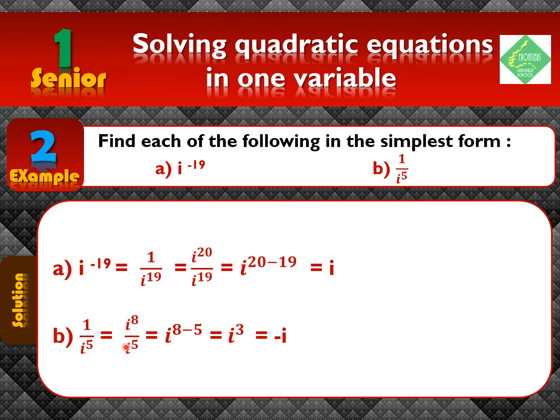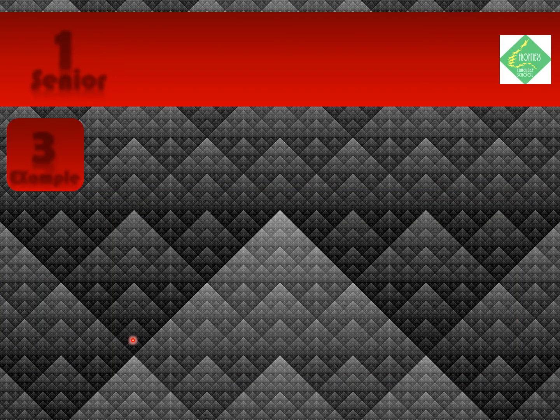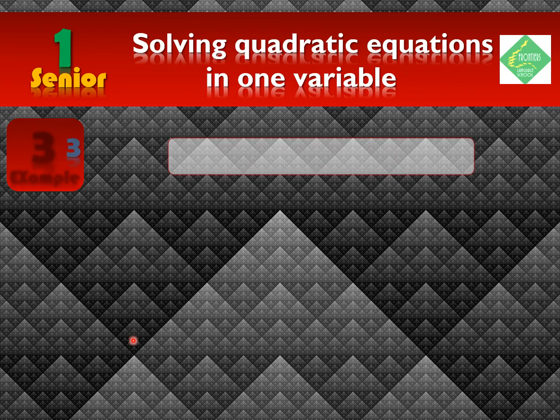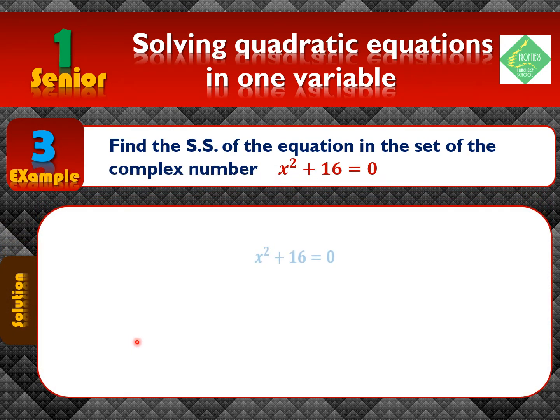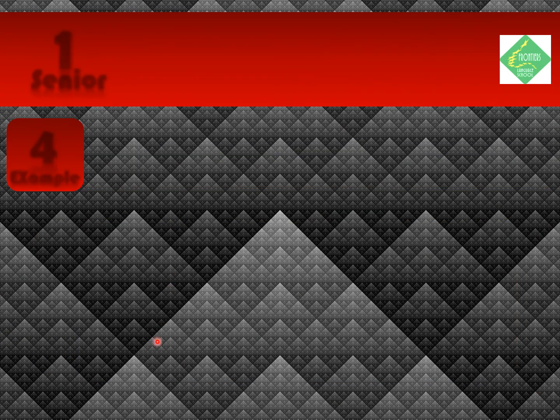So I see the common bases, right? i. Subtract 8 and 5 from each other, you get i power 3. What about i power 3? Yes, negative i. And here the solution set is positive or negative. You have to write. The question is find the solution set, so you have to write the solution set equal positive or negative i.